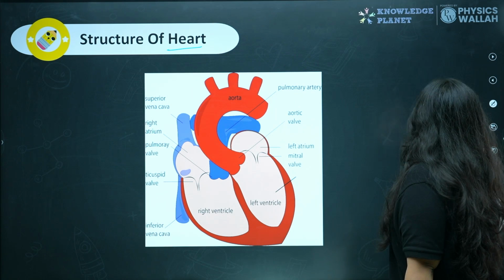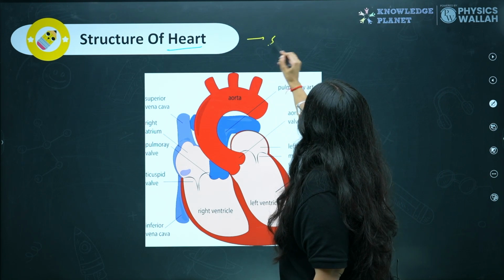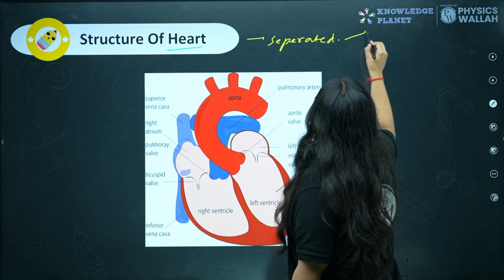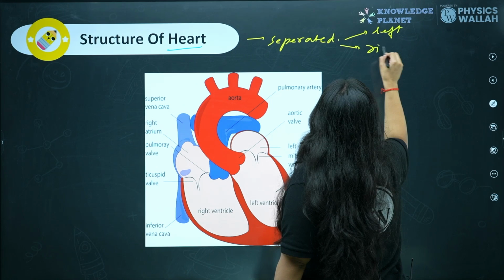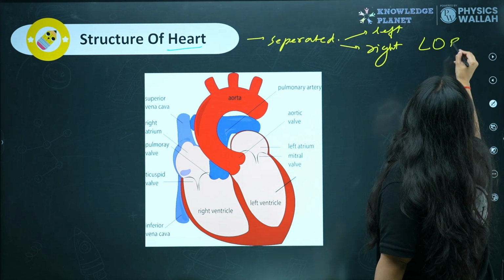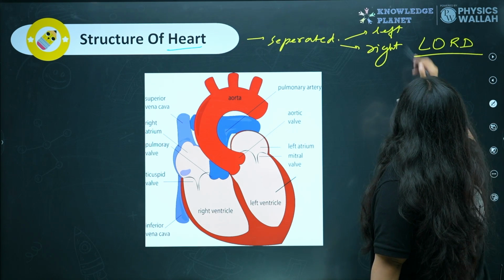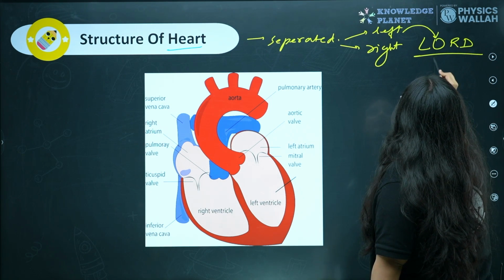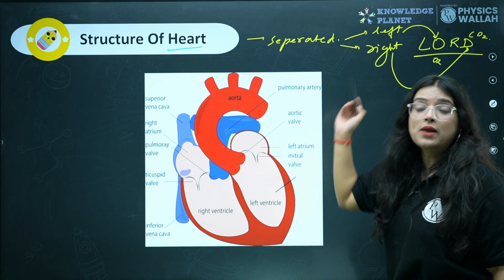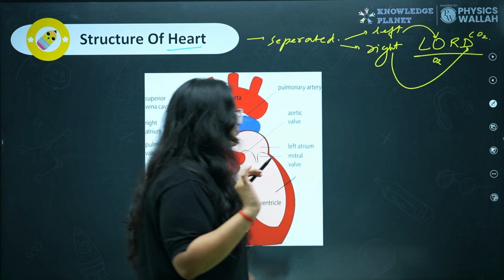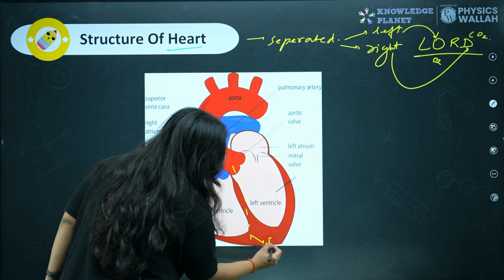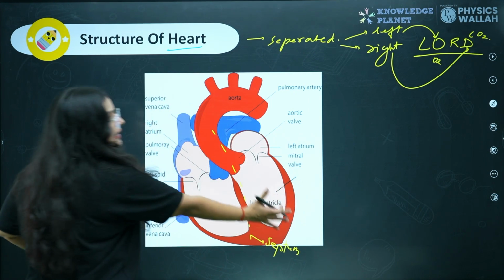So here let's say that the heart is separated. It is very well separated into the left side and the right side. Now remember this technique: the left side will receive the oxygenated blood and the right side will receive the carbon dioxide rich blood, or you can say the deoxygenated blood. The heart is separated with the help of a septum into right side and left side.